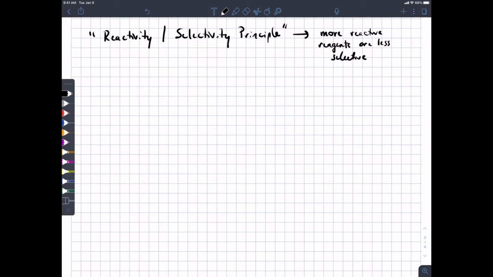What's an example of the reactivity selectivity principle? Well, consider radical alkane halogenation, and consider the following substrate, which has tertiary, primary, and secondary carbons. Radical halogenation, just in terms of the mechanism, proceeds via the following type of mechanism. You've got first hydrogen abstraction to give a radical intermediate. And then that radical intermediate reacts with another halogen to give you the product.